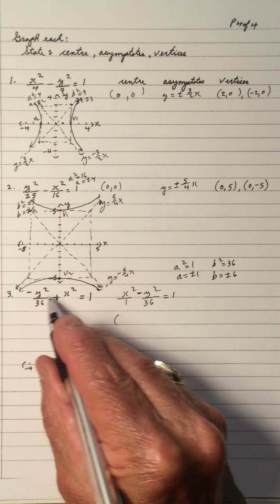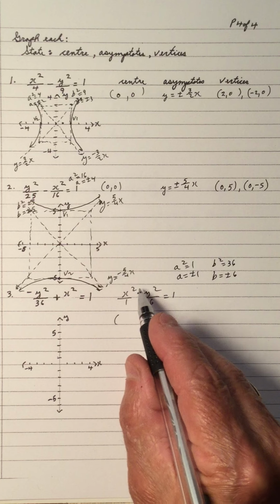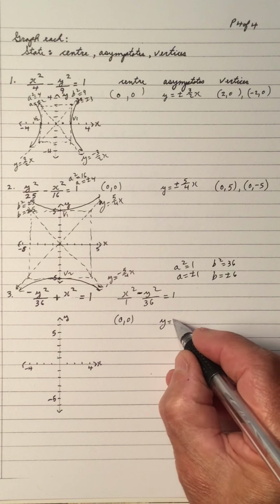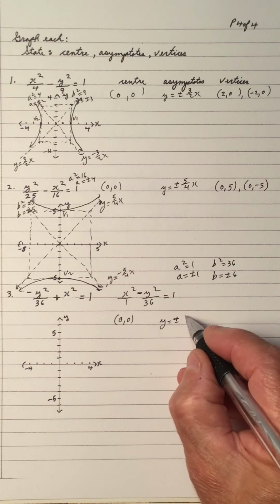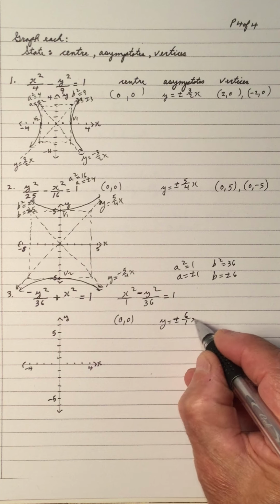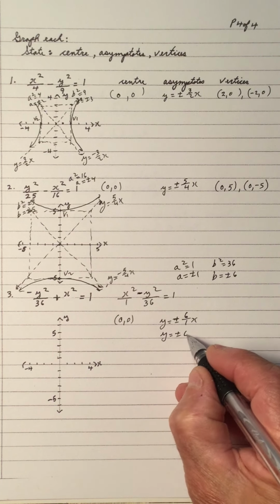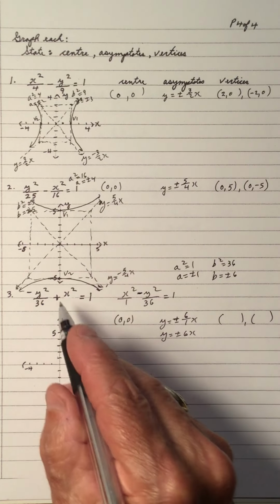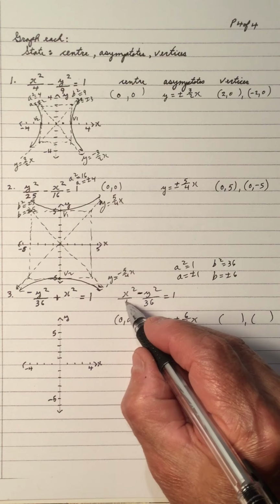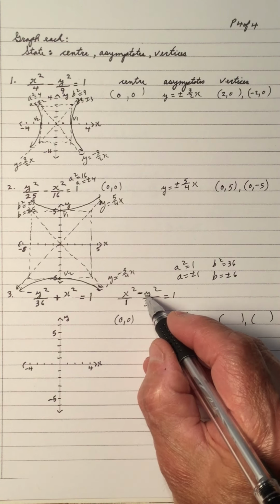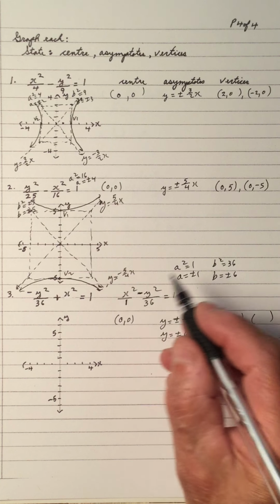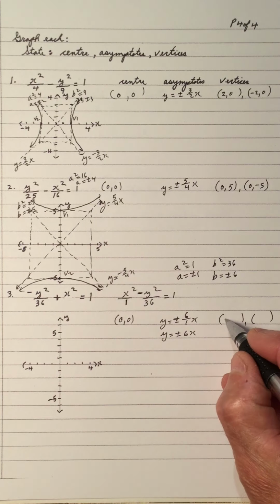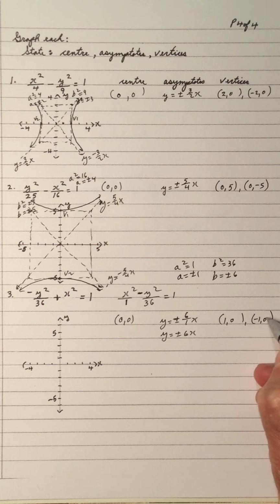Again, center is, notice that there's no brackets, is x squared and y squared, so the center is 0, 0. So the asymptote is plus or minus b over a, 6 over 1x, so that's plus or minus 6x, and the vertices lie on the axis of intercept. The axis of intercept is the x-axis, so the vertices, there are no y-intercepts, because the y is negative, so the x-intercepts, x squared equals 1, so it's 1, 0, negative 1, 0.